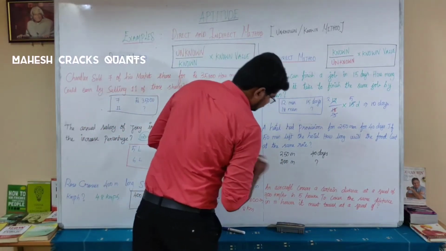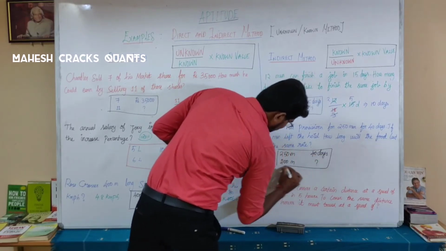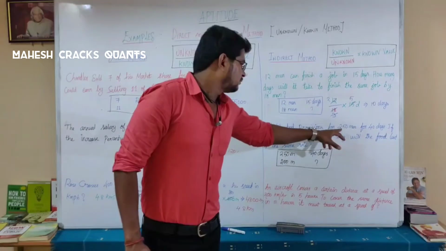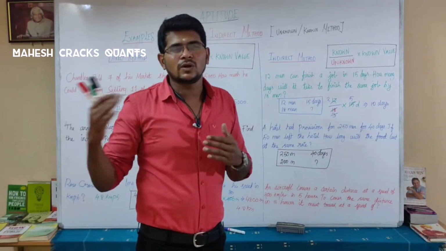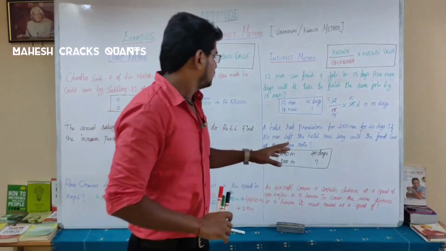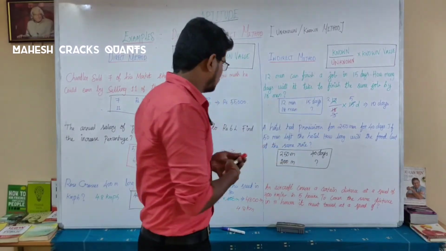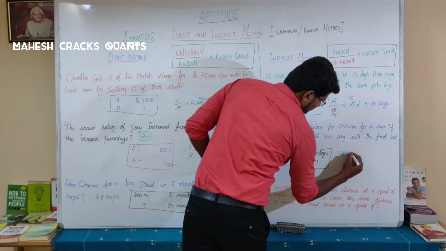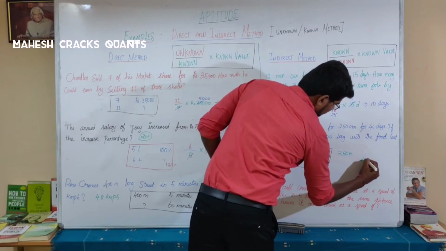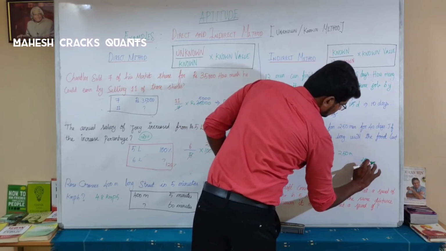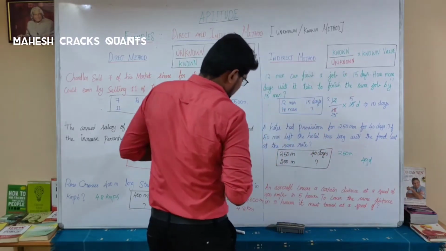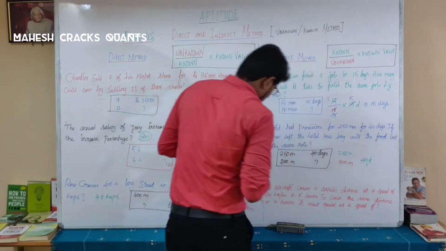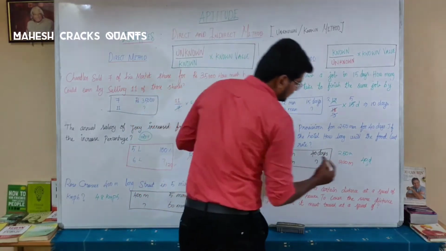So you know that you have to use unknown known. Here, if you reduce the number of members, the food will last longer. You know, right? So it is inverse. The known value is 250 men, 40 days. The answer we need to find is for 200 men. So solving this, you will get the answer.